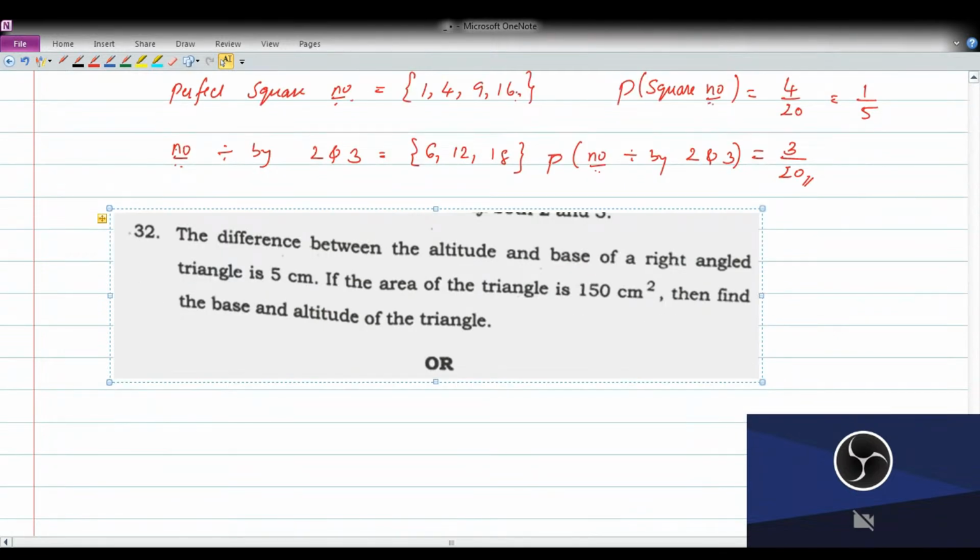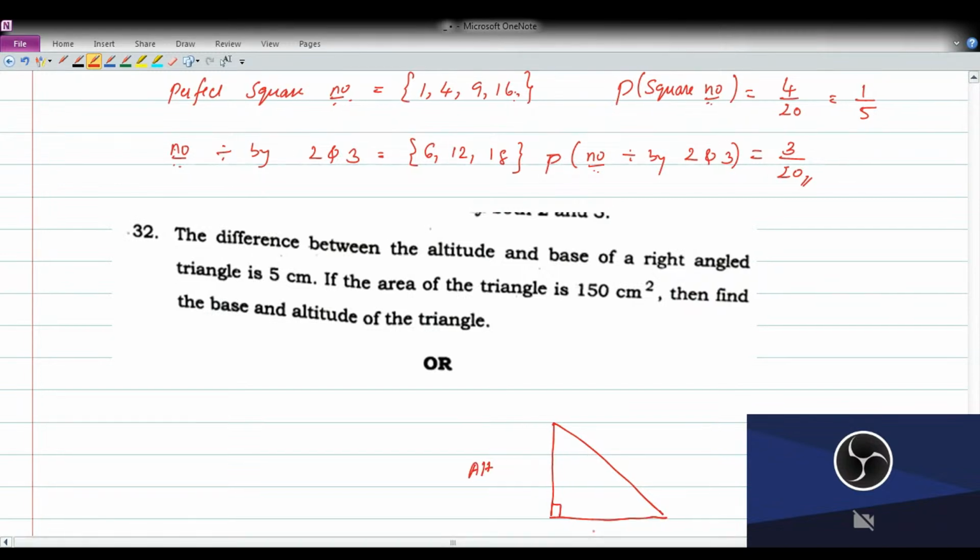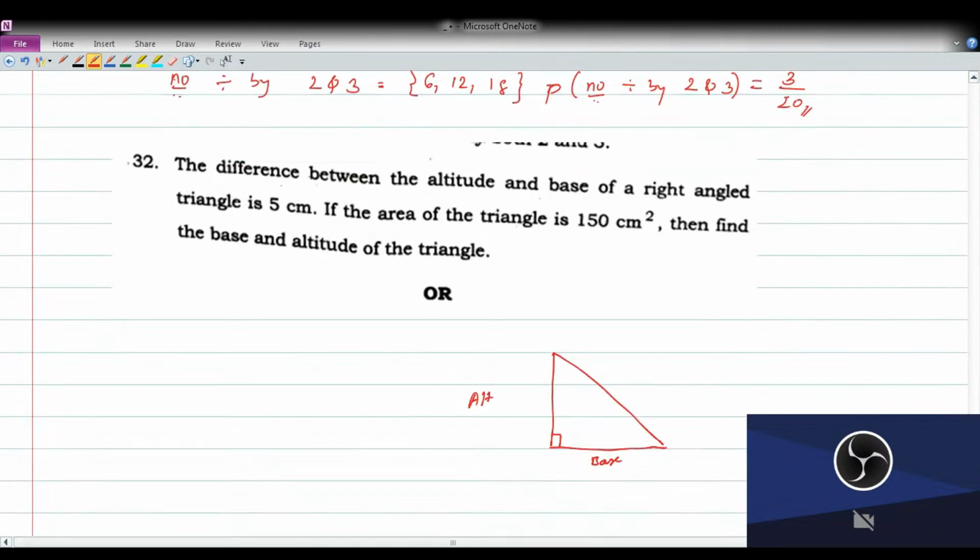Let us draw one right angle triangle here. If I consider one right angle triangle, this is the altitude and this is the base, right? Now, what is given? Difference between the altitude and the base of a right angle triangle is 5.